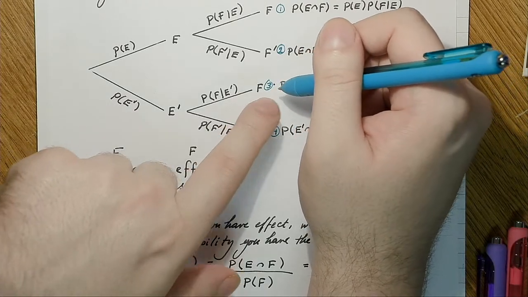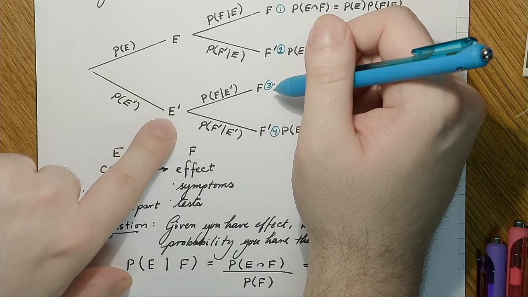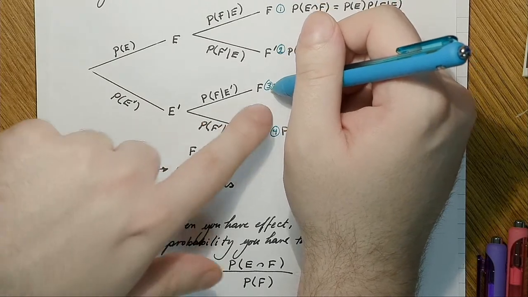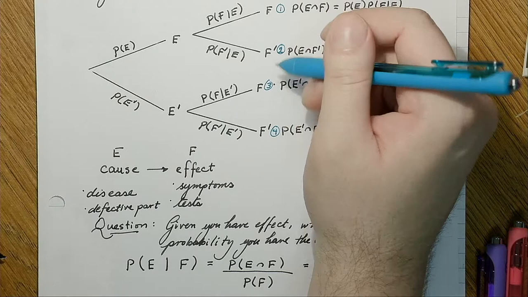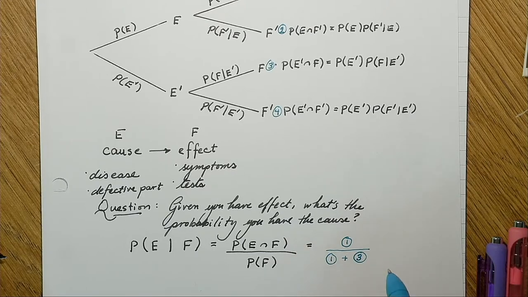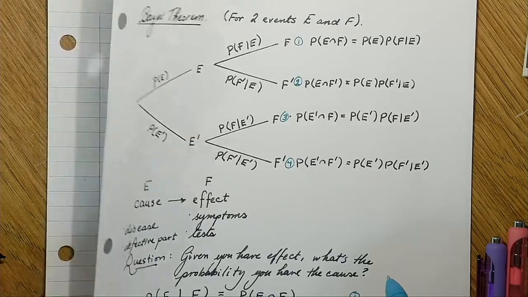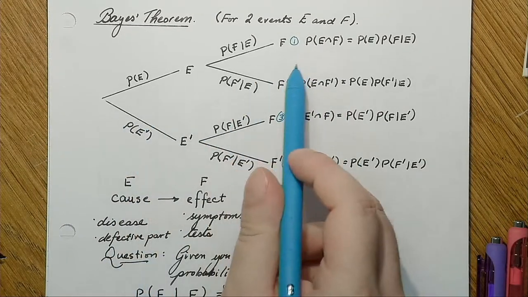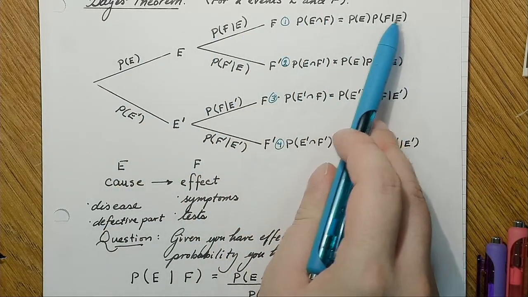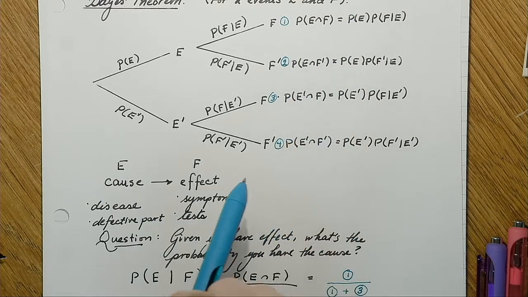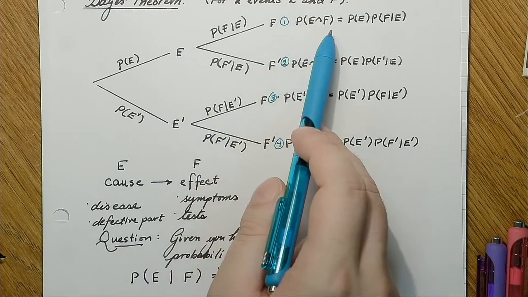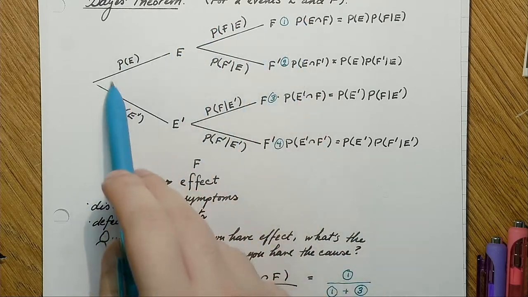So again, we can still have the cause that we want, and we have the effects here and here, but we also have to consider that the effect could be present without the cause. So it ends up being that we take branch 1 over branch 1 plus branch 3. You can think of it as the outcome that we want, where we have E and F happening, but we also have to divide it by the total number of ways that are still possible. And given that we have F, we have to look at branch 1 and branch 3.